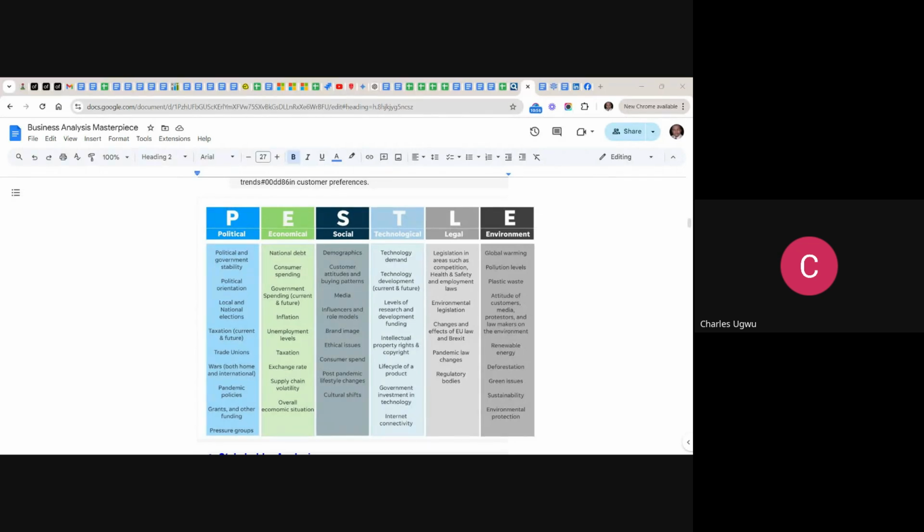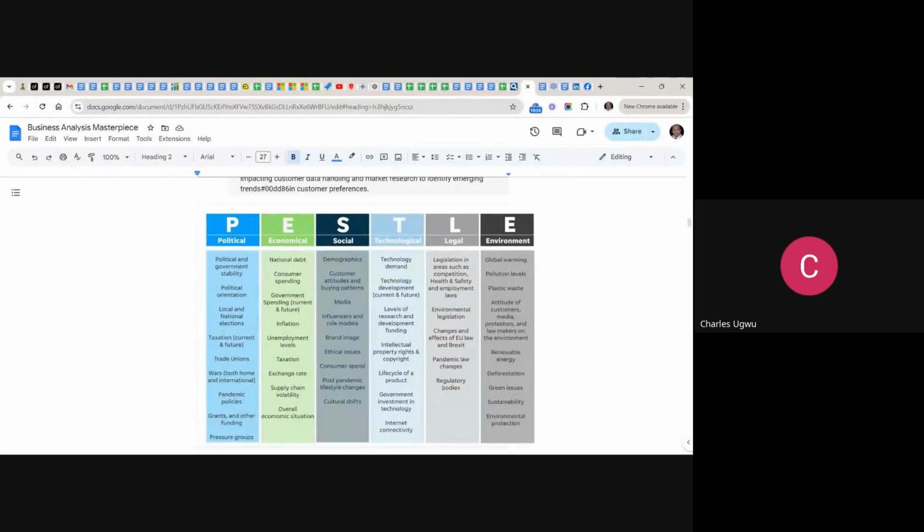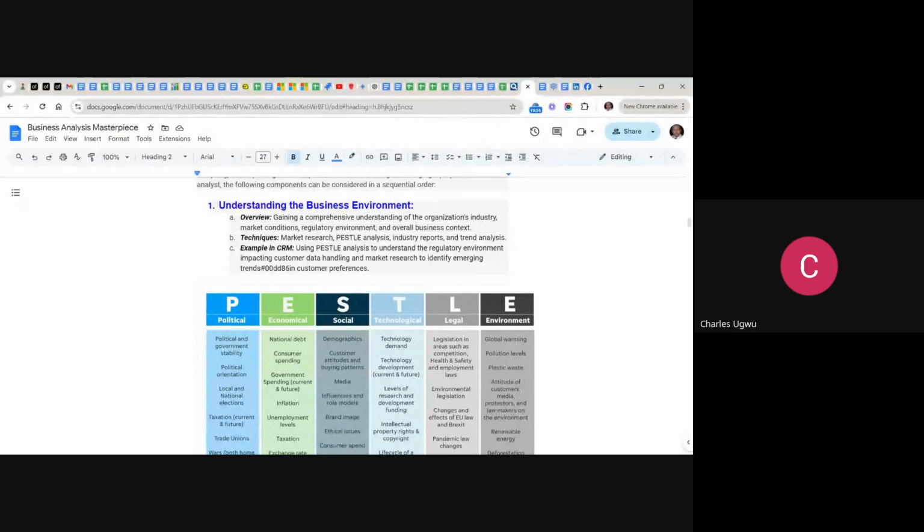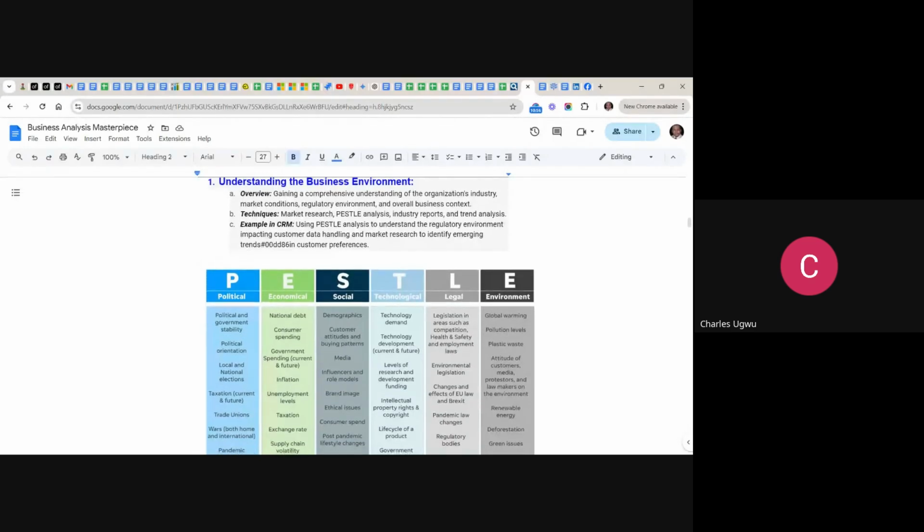These are the things. And if you're looking at PESTLE analysis, if you combine all these factors very well, look at them very well, which one is going to affect you, you try to use this to understand where your market belongs. That is it. That is understanding the business environment. It's very, very important. This can help you understand where your market belongs.